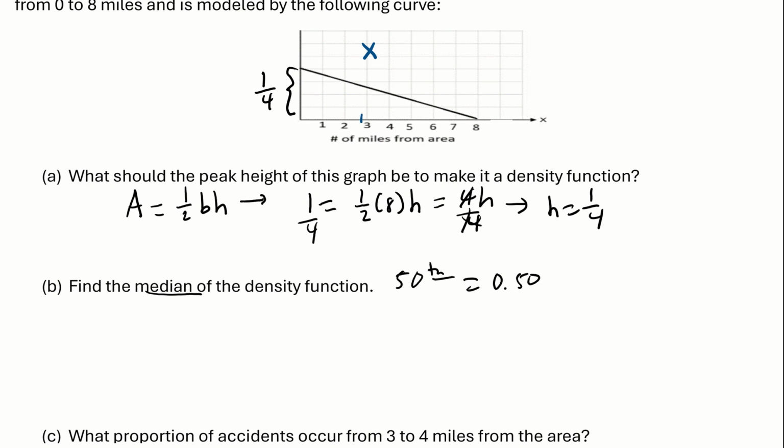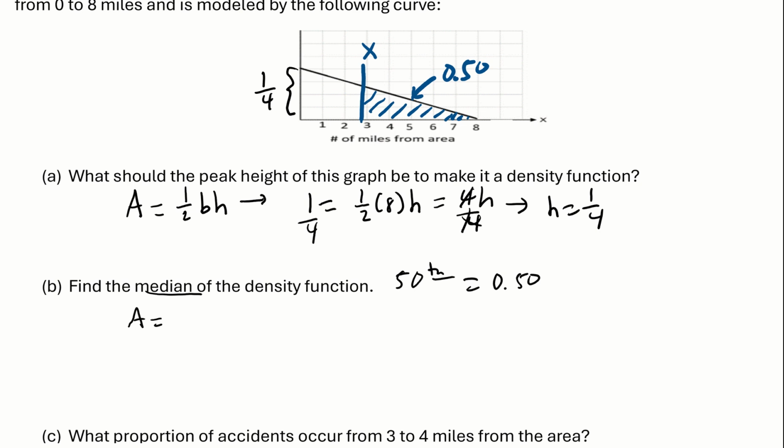To make this a little easier, just look at the area on the right side, because that's a triangle. It's easier to do a triangle than, for example, on the left side, where we have a trapezoid. So let's go ahead and do the triangle. Either way, the area has to be 0.50 on either side. So let's get the area.